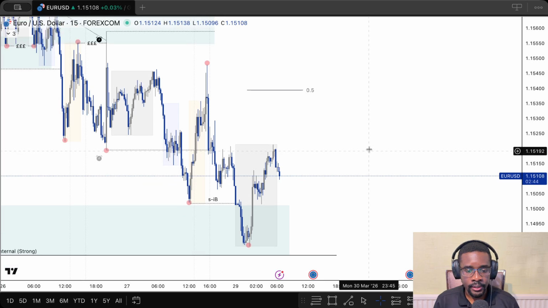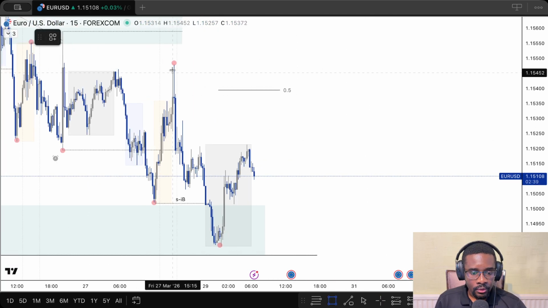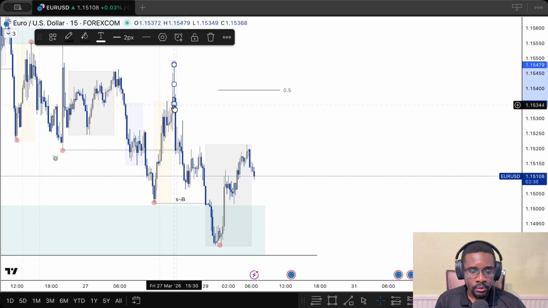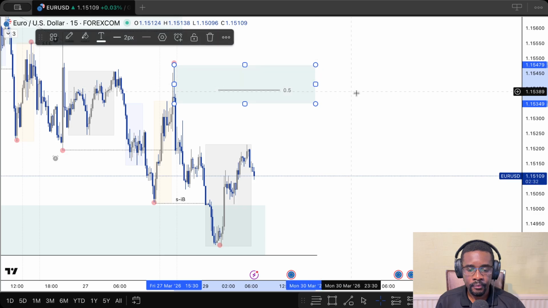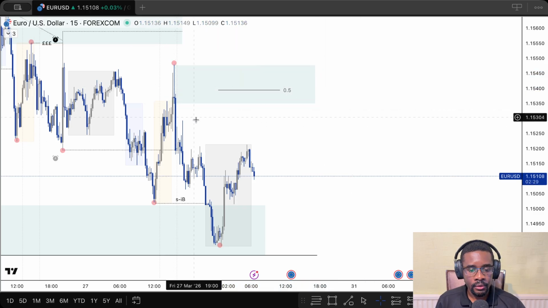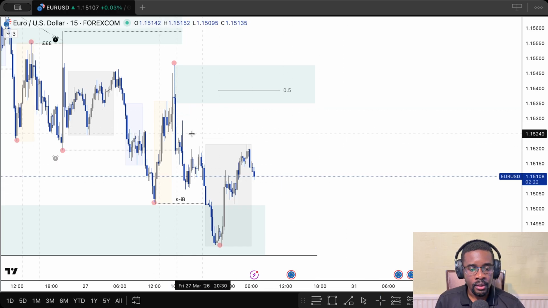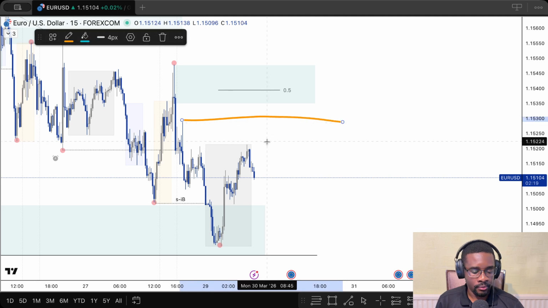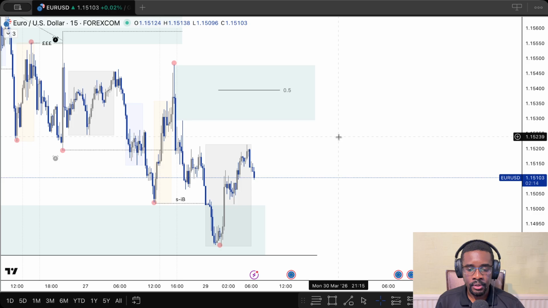So looking at details, what can we expect? So this is my high. It's an imbalance, so we do have a little bit of an imbalance right there. Okay, but also we have this high right there. So I'm just going to cover this area. So if price comes back up into these areas, then we're looking for shorts.